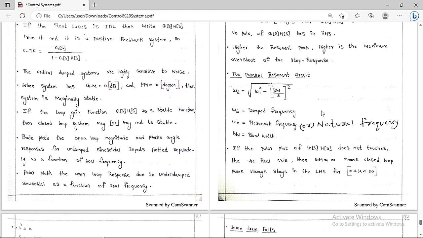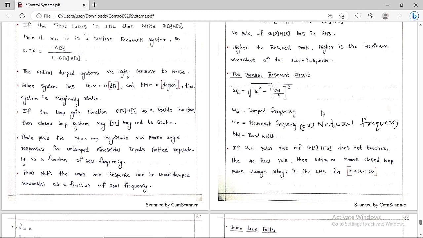So whenever the polar plot of the open loop transfer function does not cut the negative real axis, it indicates that the gain margin is infinity. Therefore, the closed loop poles always lie in the left half of the S plane for all ranges of k. It indicates that the system is stable for all ranges of k.